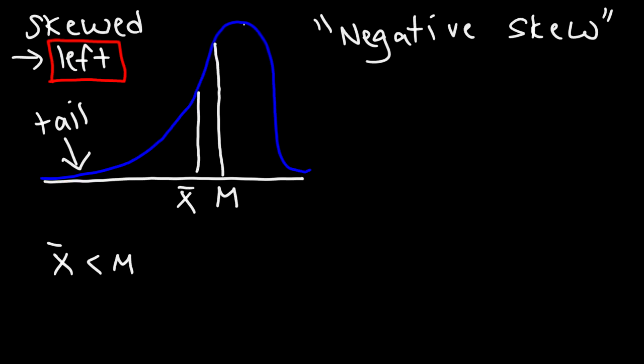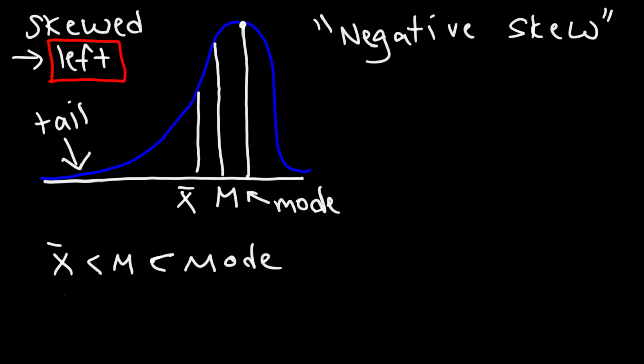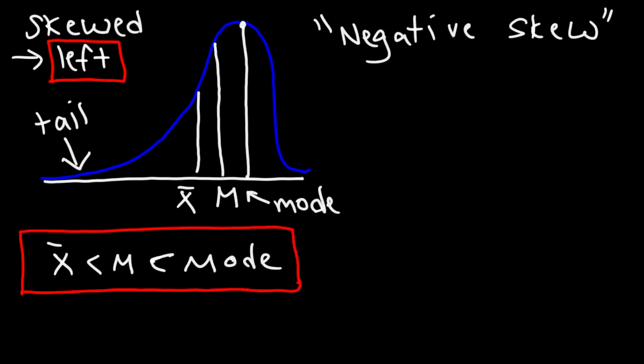And as we know, the mode is going to be basically where the data is at its highest point. So the mode is the value with the highest frequency. So notice that the mode is to the right of the median this time. So the mode is greater than the median. So in summary, remember this. For a distribution that is skewed to the left, the mean is less than the median, which is less than the mode. Assuming, of course, it's unimodal.